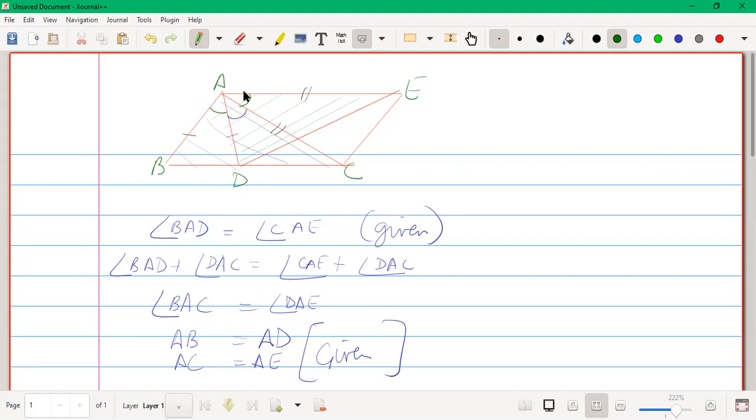Now, because these two triangles are congruent, therefore this side BC, which is the third side, should be equal to DE. Yes, this side, right? Understood? Yes, ma'am. Right? CPCTC. What is the full form of CPCTC? Corresponding parts of congruent triangles are congruent.